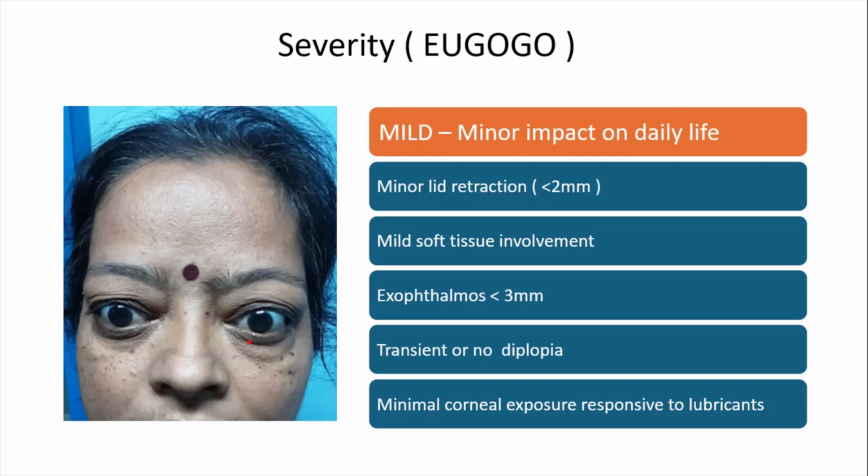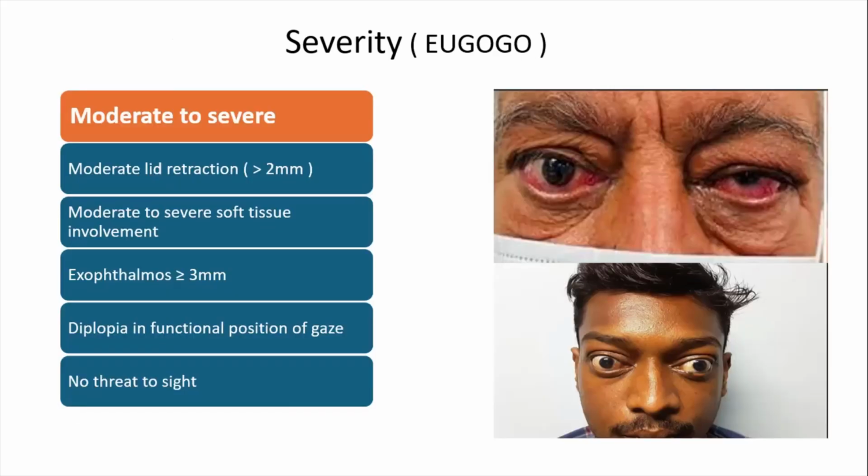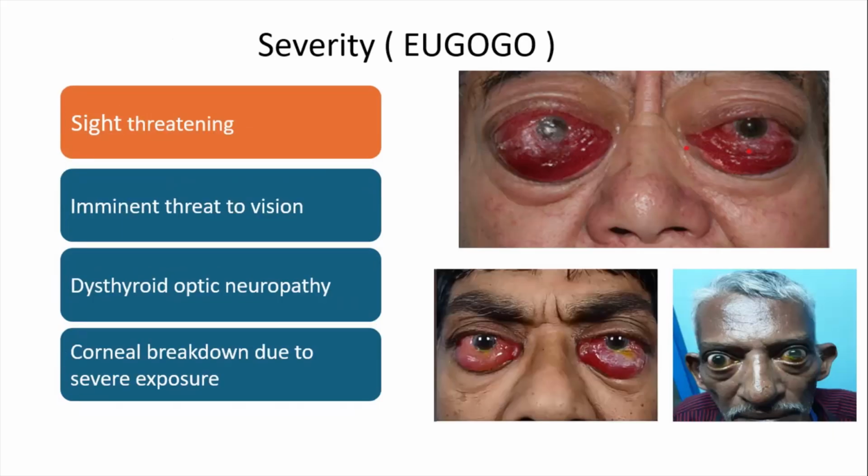This madam has also covered. Thank you so much, ma'am. So as per EUGOGO, we have mild severity, then moderate to severe category, and then sight threatening. In mild, you can see that lid retraction is mild and other soft tissue involvement is also mild. Let me skip the slide as most of this is covered by madam. Next is moderate to severe and then sight threatening, where there is an immediate threat to vision due to dysthyroid optic neuropathy or corneal breakdown.